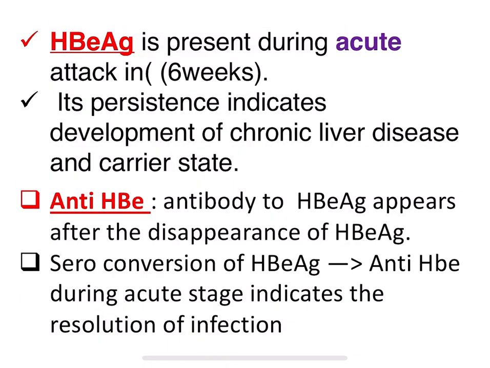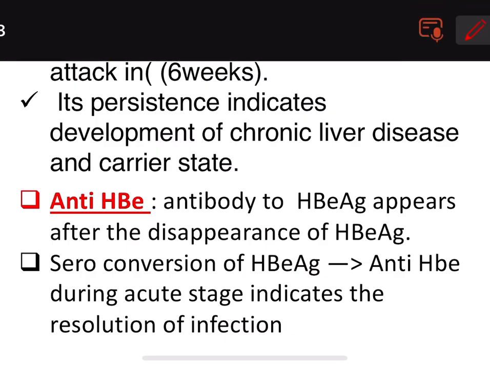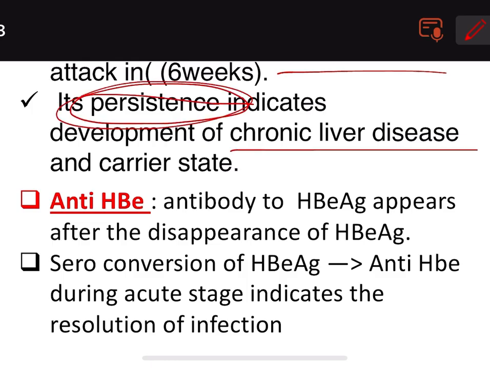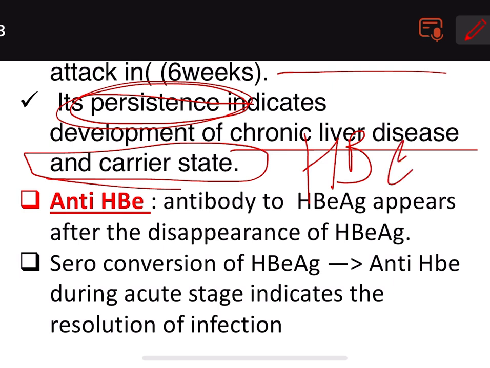Moving further to HBeAg, envelope antigen. It is present during the acute attack. In 6 weeks it will be there. If it is still persisting, it shows that the patient has developed a chronic liver disease or a carrier state. Very simple, just like the previous one. HBeAg usually disappears within 6 weeks. If it is persisting, it shows that there is chronic liver disease and a carrier state.